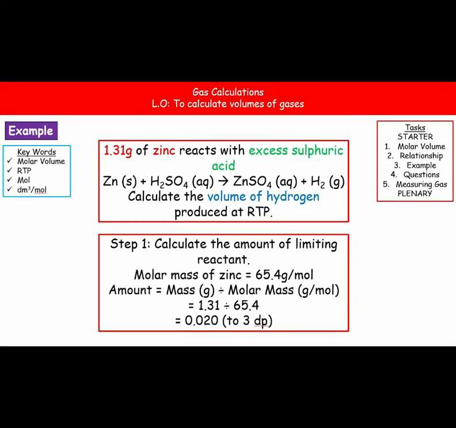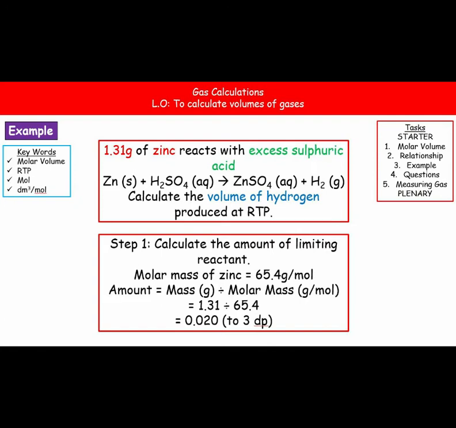Hopefully we remember the very first thing we do, no matter what kind of calculation we have, is underline, highlight or circle the key information there. So we've got 1.31 grams of zinc, put those in red for you. We've got an excess of sulfuric acid, bit in green, and then we're going to calculate the volume of hydrogen, the bit in blue.